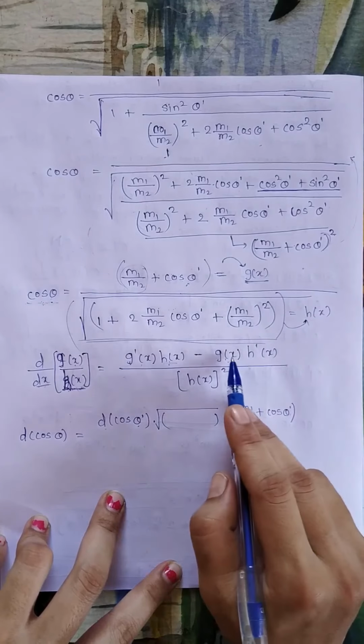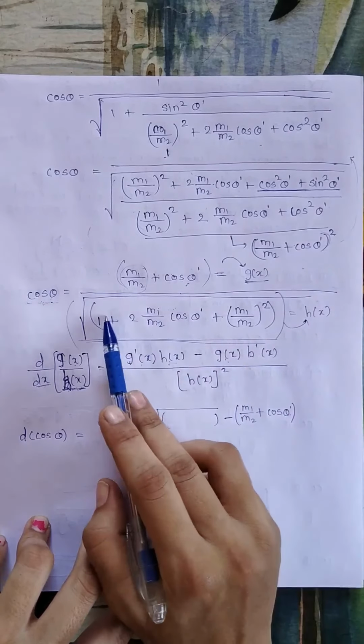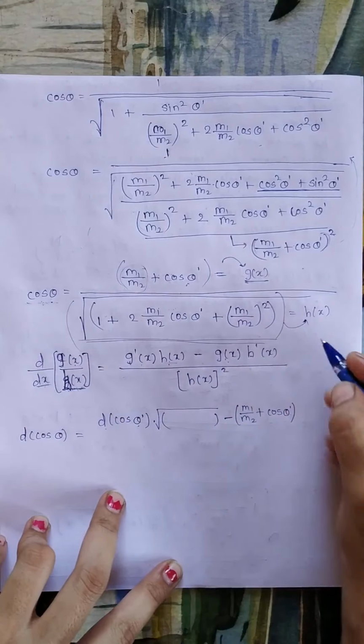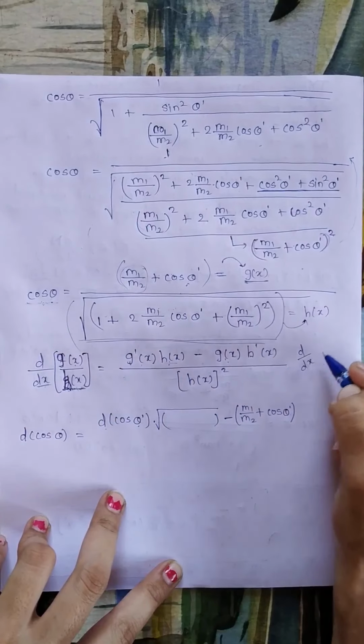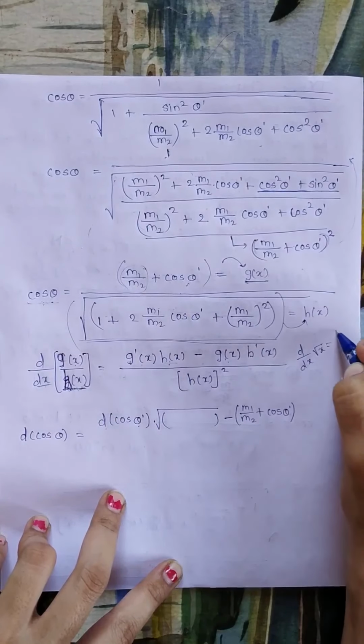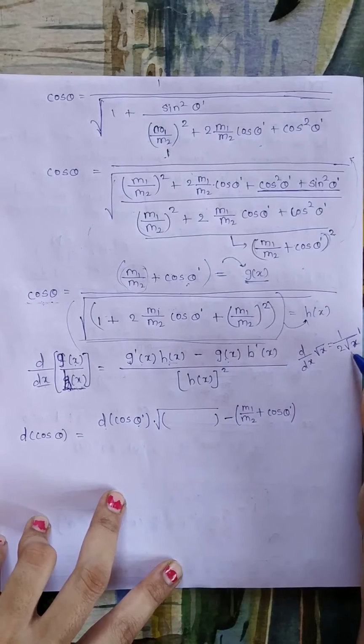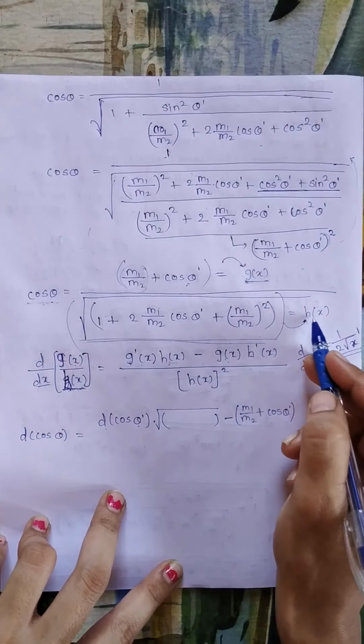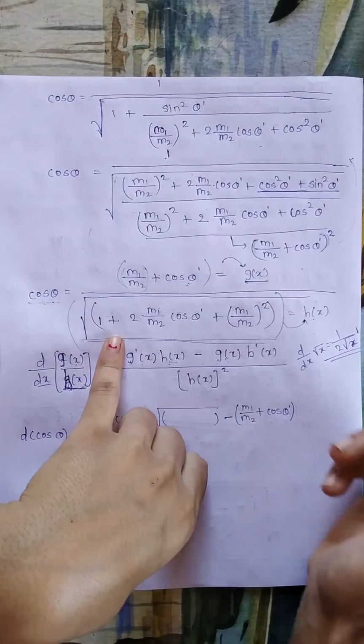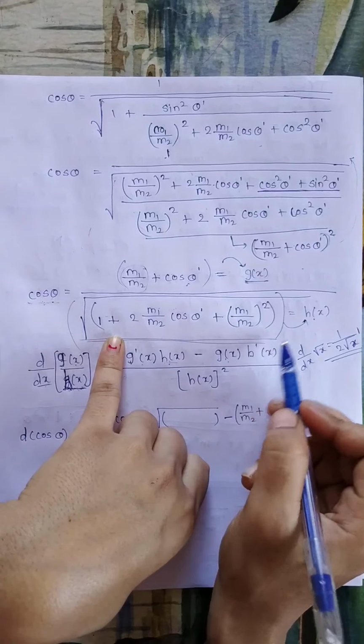Now here, the derivative of h of x, that is this term. Now we know that d by dx of root x is 1 upon 2 root x into derivative of x, that is 1. We will use this formula for h of x.